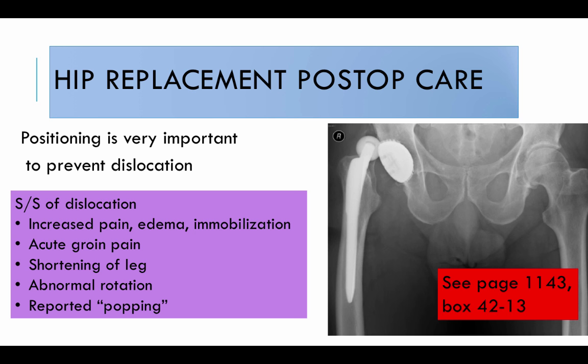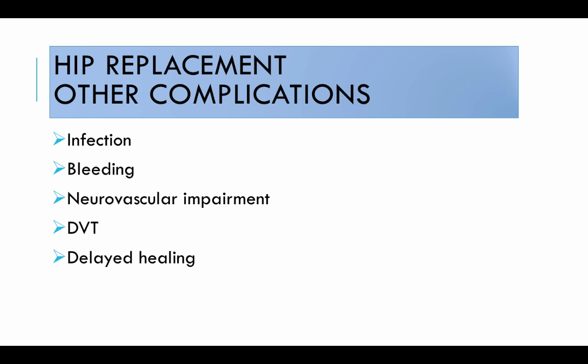They can't move their joint. They're having acute groin pain, a lot of times on the inside of the groin, because of the shortening and rotation of the leg, and a popping sensation. Other complications associated with hip replacement surgery include infection, bleeding, neurovascular impairment, DVTs, and delayed healing. You have to remember, a lot of these people who get hip replacements are elderly and can have comorbidities that will increase their risk for infection and delayed healing.